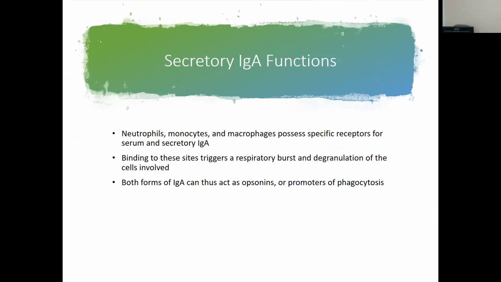Secretory IgA functions. Neutrophils, monocytes, and macrophages possess specific receptors for serum and secretory IgA. Makes sense, because any immunoglobulin that can attack the antigen, we want the other end of it to be able to tack on to the phagocytic cell. That's what these are. If you don't remember those, hopefully you remember that by now. The binding triggers the respiratory burst and degranulation of the cells involved. Both forms of IgA can thus act as opsonins, which is that opsonization, right? Put salt on the antigen, and are promoters of phagocytosis.